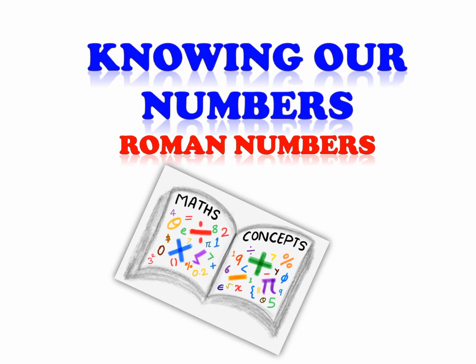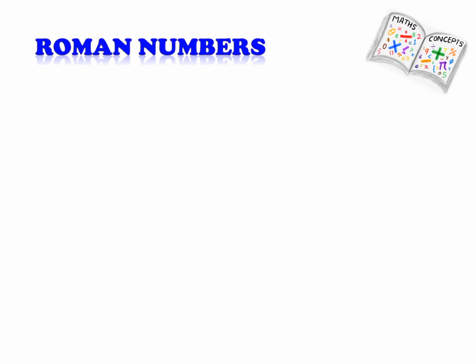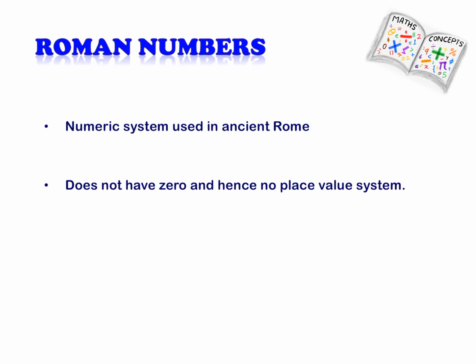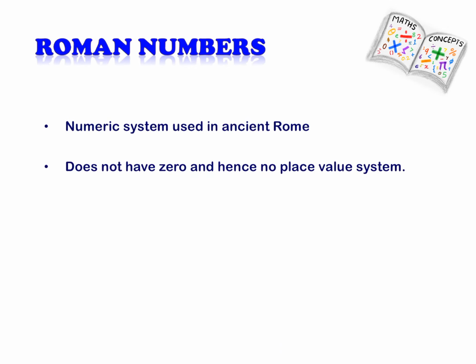This is the fourth, that is last part of our topic, knowing our numbers. In this video we are going to learn about Roman numbers and rules for Roman numbers. This is a pretty simple yet very interesting topic. Now, what are Roman numbers? It is a numeric system that was used in ancient Rome. This system does not have zero and hence no place value system.